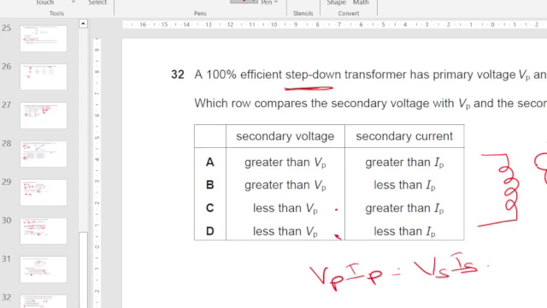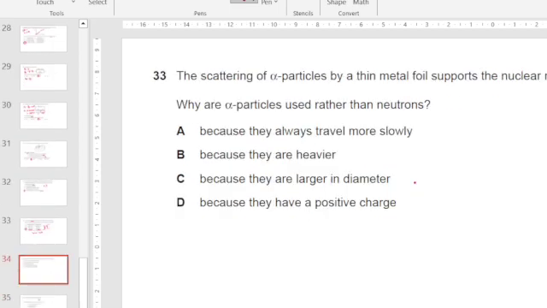So input power is VPIP and the output power is VSIS. Power remains constant. So according to that, if there is less VP, IP should be greater so that the power remains constant. So according to that, which option? C is the correct option, which will have less VP and also greater IP so that power remains constant. Clear?